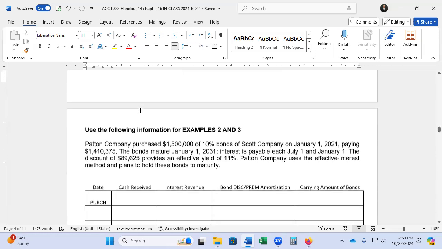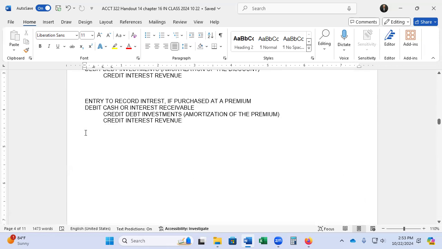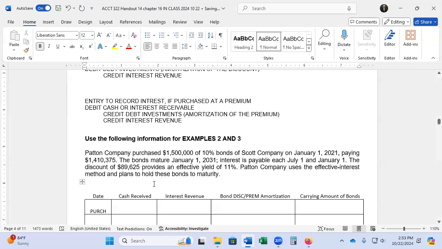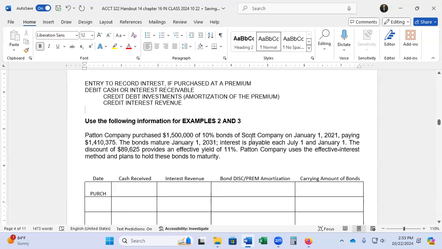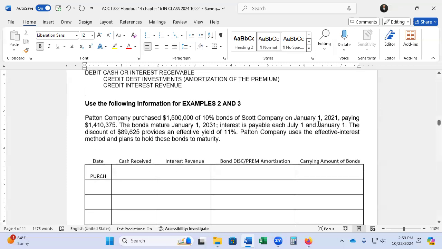Okay, so now we'll move on to examples 2 and 3. It says use the following information. Patent company purchased 1.5 million of 10% bonds of Scott Company on January 1, 2021, paying 1.41 million. The bonds mature January 1, 2031. Interest is payable July 1 and January 1. The discount of 89,625 provides an effective yield of 11%. Patent company uses the effective interest method and plans to hold these bonds to maturity.